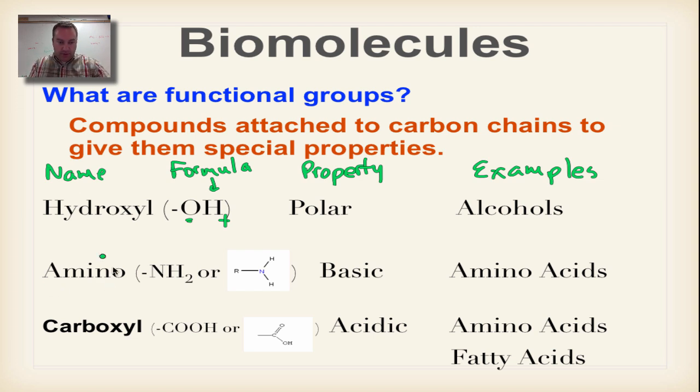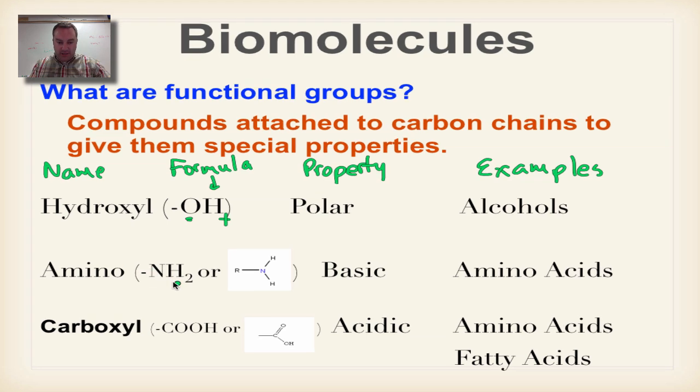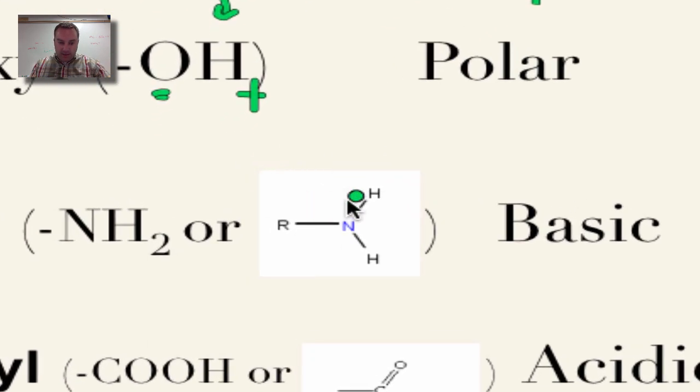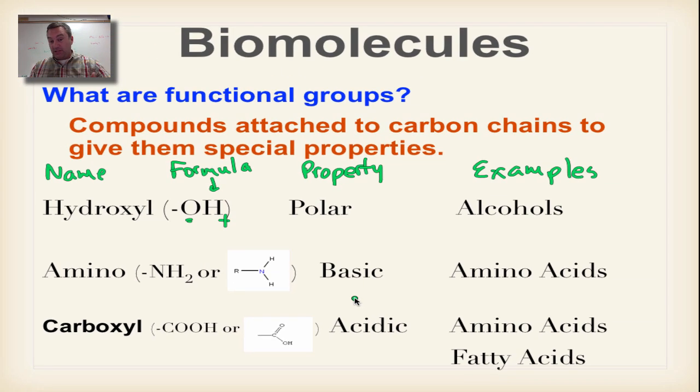Okay, an amino group. You're going to find these in amino acids. They're the amino part of an amino acid. Their formula is NH2. If you were to draw it, it would be an N with a hydrogen going this way and another hydrogen going that way. They act like a base, so they're basic. And as I said before, you're going to find these in amino acids. And remember, amino acids are found in proteins.